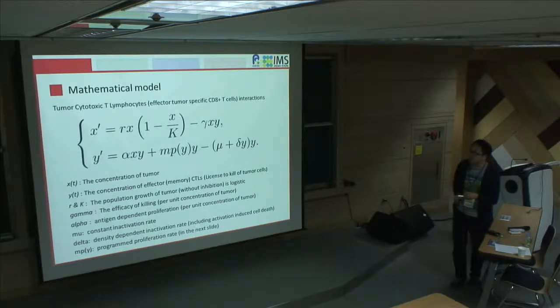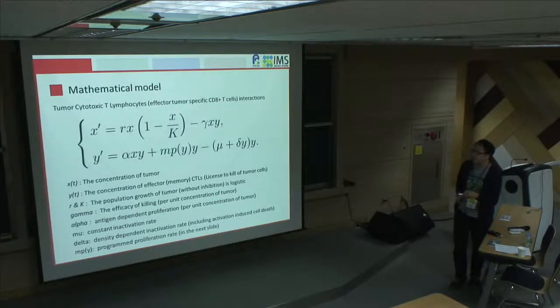So to represent the interaction between tumor cells and effector CTLs, from here we call killer cell as CTL. I describe the rule of population growth of tumor by a logistic equation with intrinsic growth rate R and carrying capacity K. And this gamma represents the efficacy of killing of tumor cell by a single CTL. And this is described by mass action law.